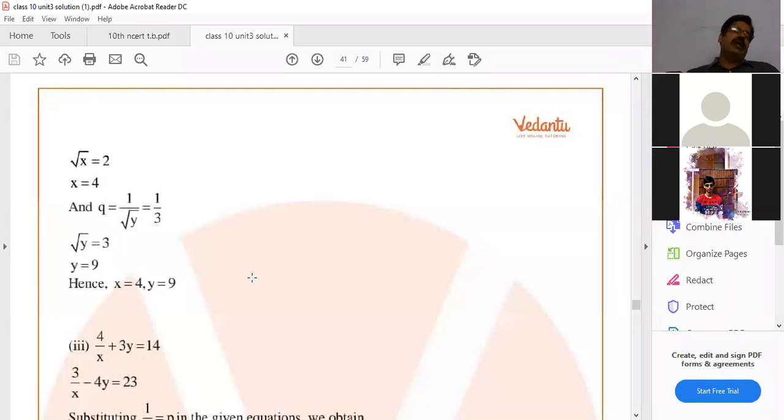After finding PQ values, you have to find XY values also. Don't stop with PQ only. You have to find XY values also. Understand? Second sum, everyone.